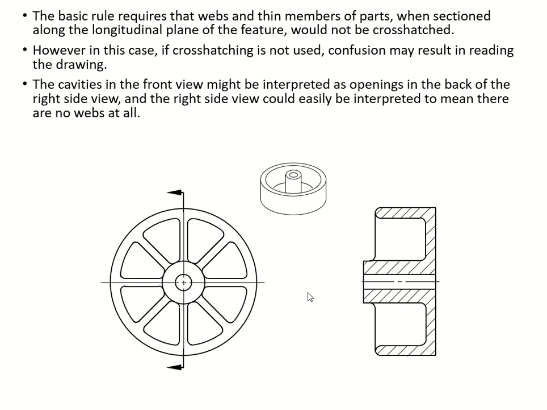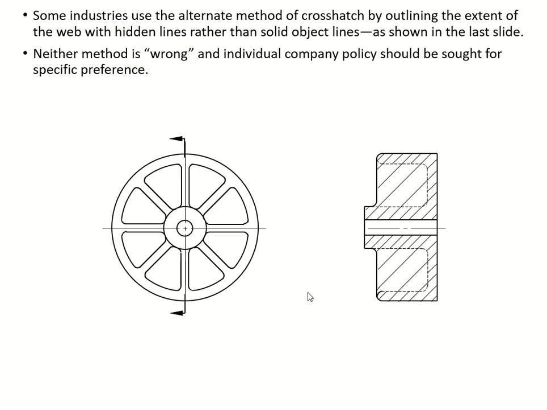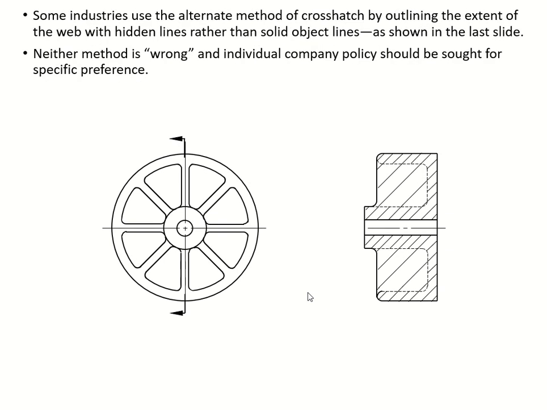You don't have to cross-hatch them if they're longitudinal, if they're sectioned along the longitudinal plane of your feature, okay? It's not necessary. Some people do this, some people do that, both of them are wrong. Just use our way, because this is very confusing. Some industry practices that, okay?